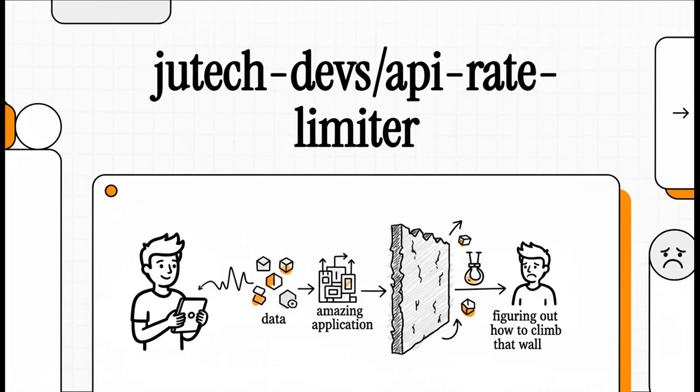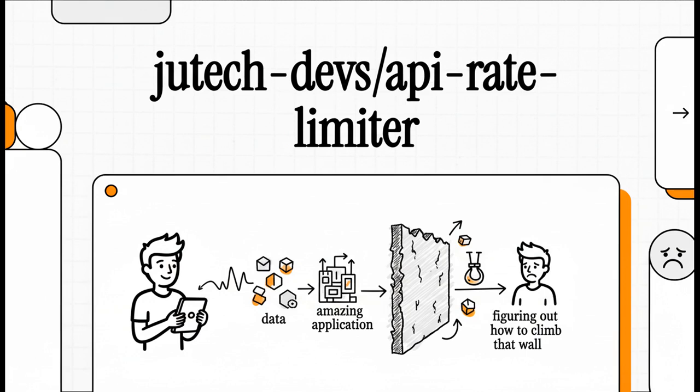Okay, so if you're a developer, you've definitely been there. You're working with an API, everything's going great, you make a call, you get your data, you're building something amazing, and then, bam, you hit a wall. A hard, invisible wall that just stops your application dead in its tracks.